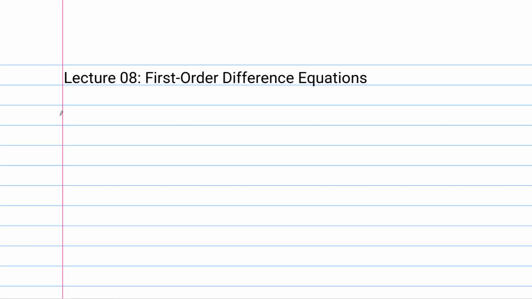Everyone, welcome into lecture number 8 of differential equations. This lecture is on first order difference equations. So let's talk about what a first order difference equation is. It's pretty much exactly what it sounds like in the following setting.